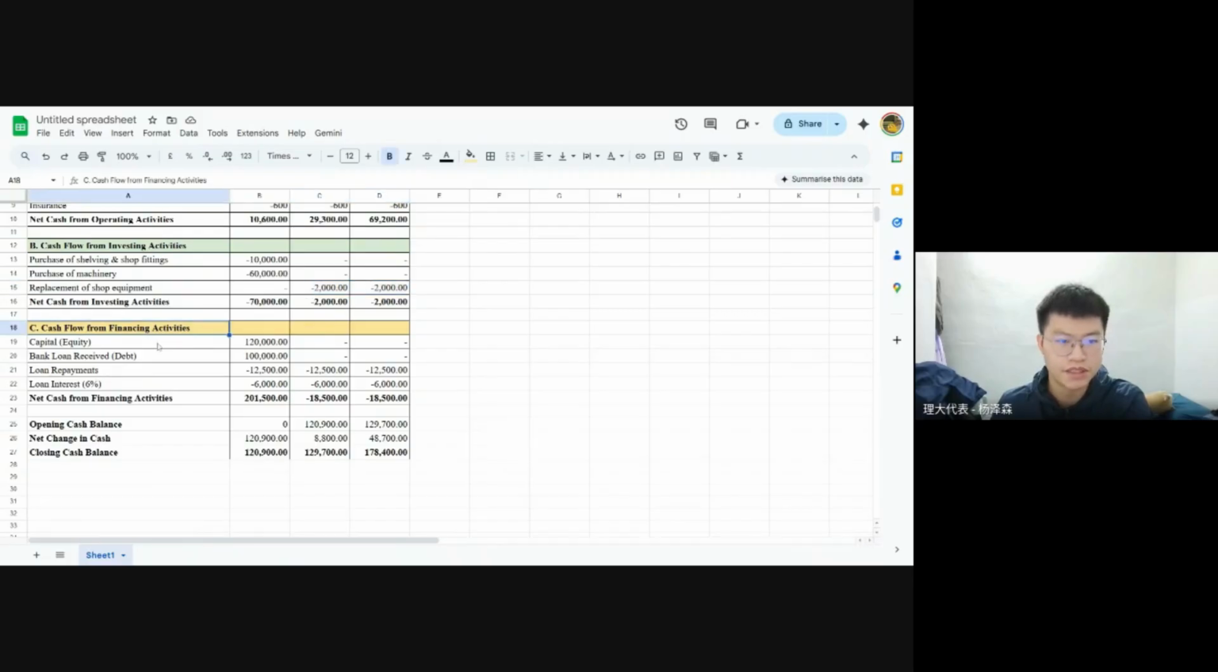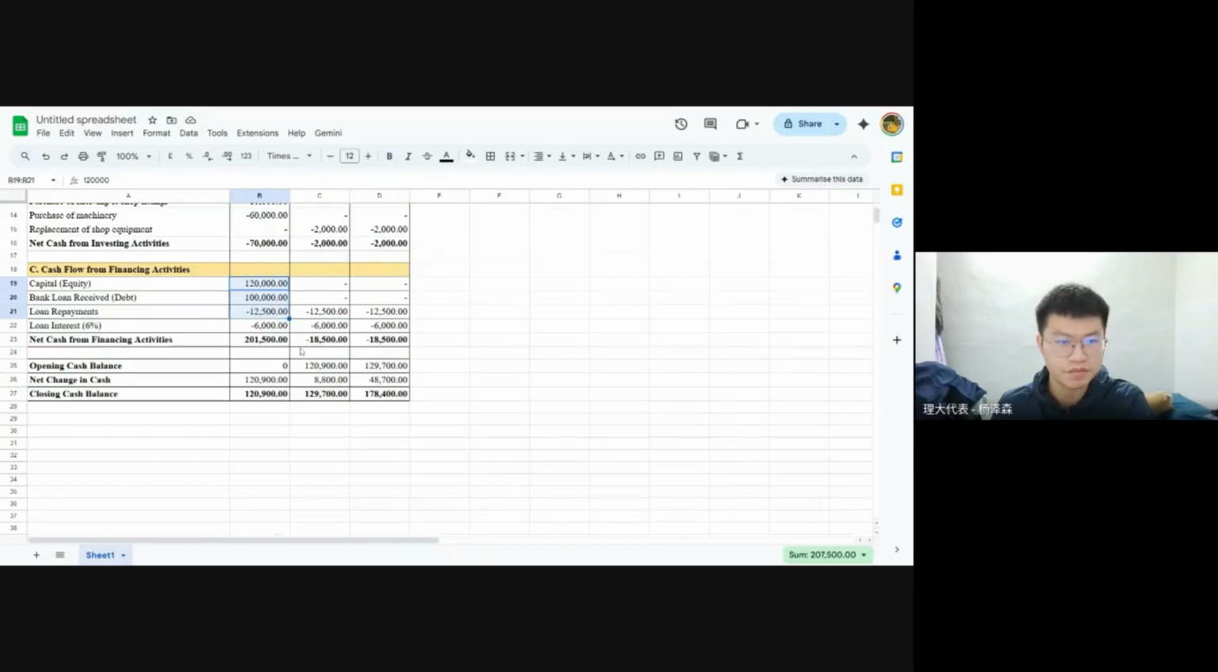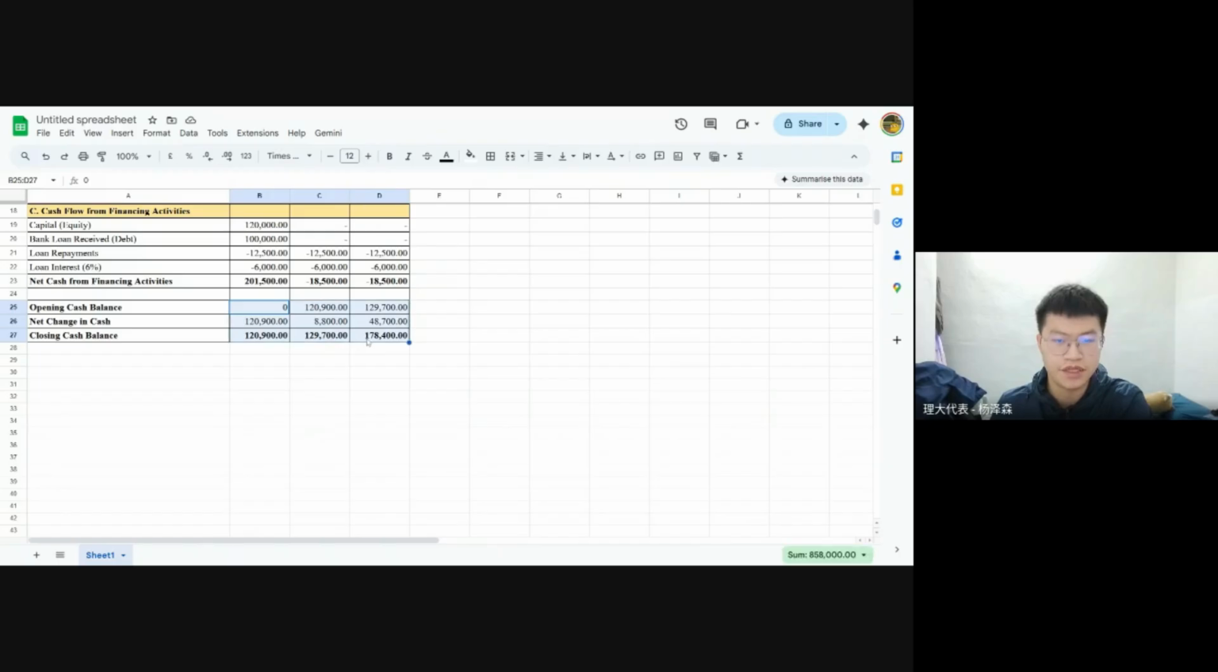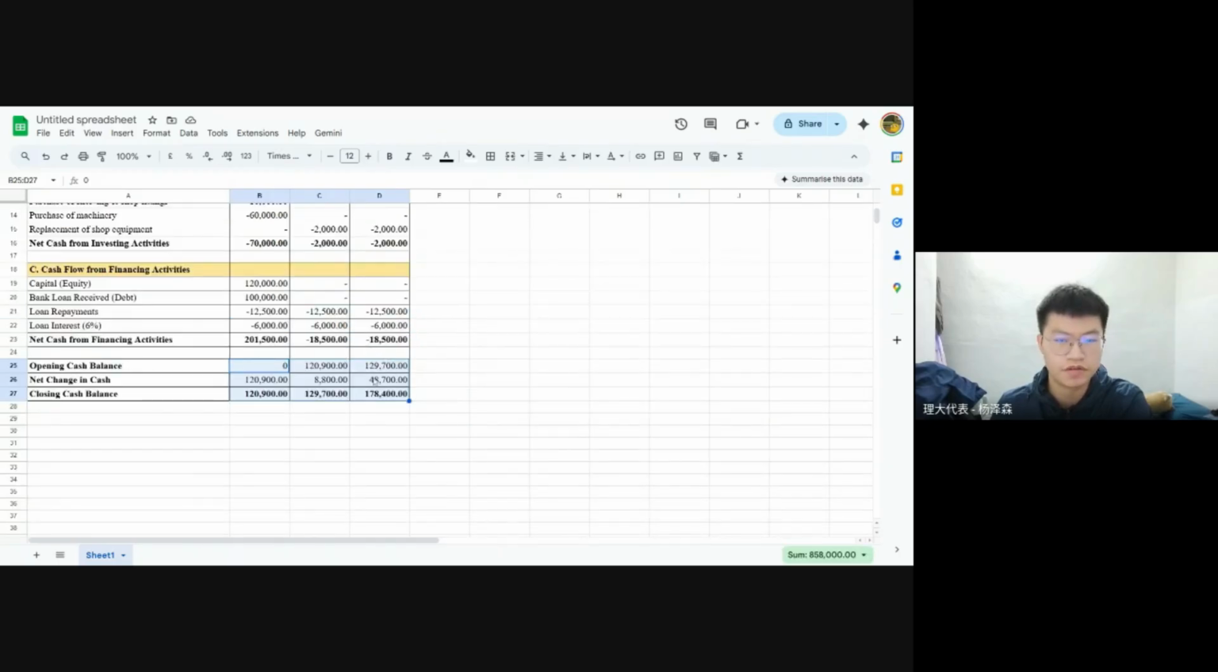For the cash flow part C, just like what KHAI presented, we will have 120,000 for our capital equity and 100,000 ringgit from the bank loan. But please don't forget we have to pay back the bank for a few years. For the loan payments, for the first 3 years, it's a constant of 12,500 ringgit, and the 6,000 ringgit comes from the loan interest, that is 100,000 times 6%. So these will be the results for our cash flow for the 3 consecutive years.